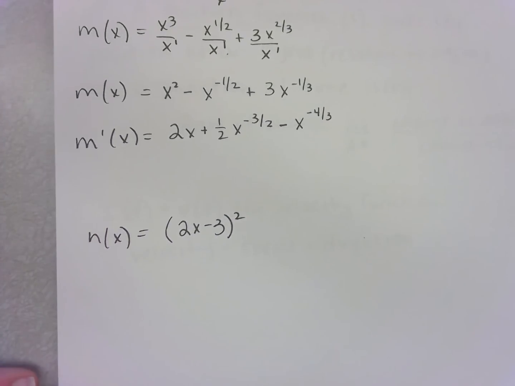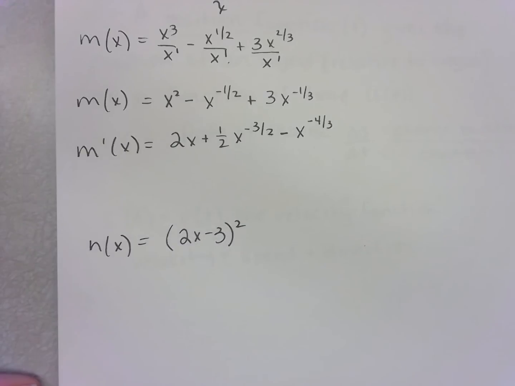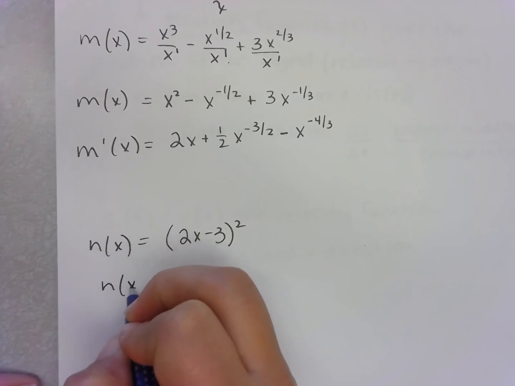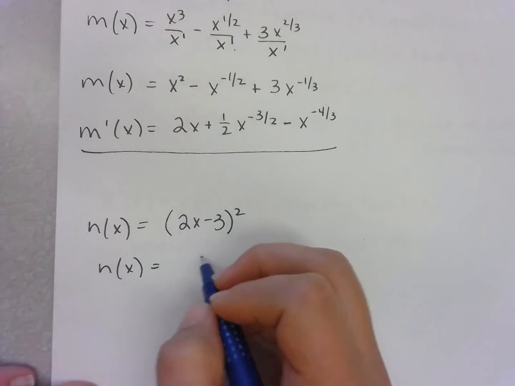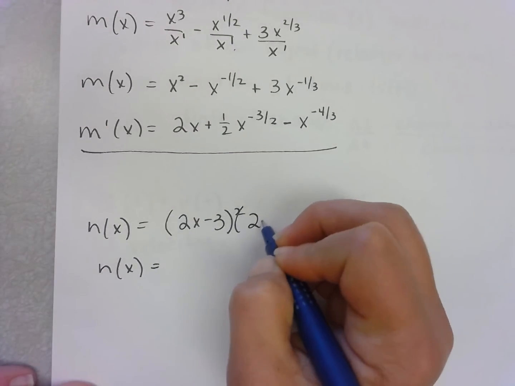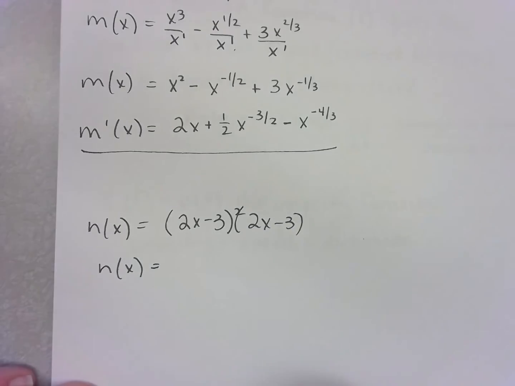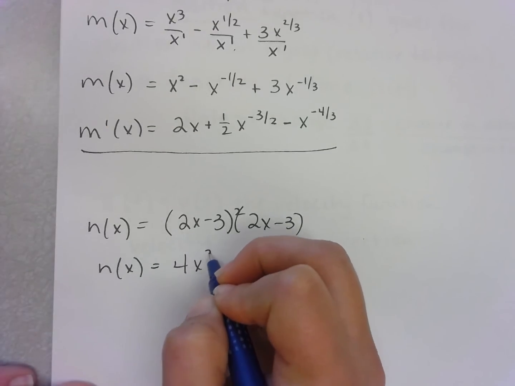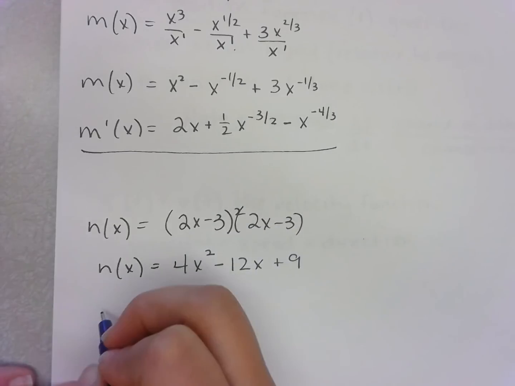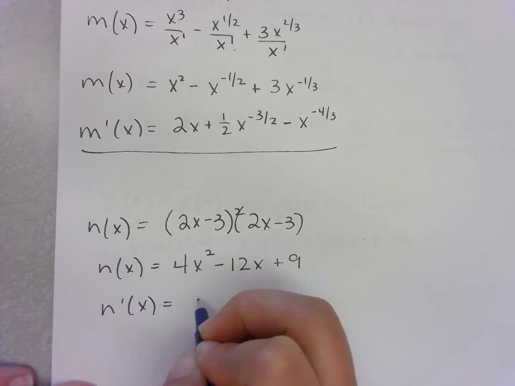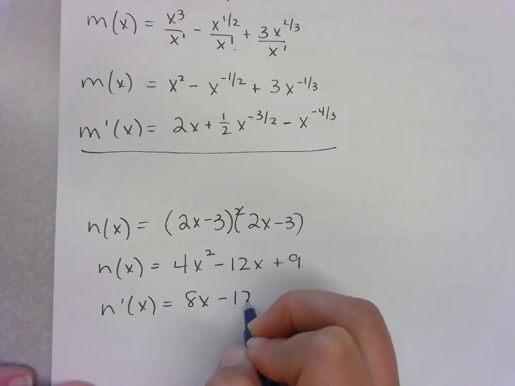And then my last derivative that I wanted to find is n of x. This one has a giant exponent on it, and I don't have any rules for that. So what I'm going to have to do first is some algebra to expand this. So when I expand this, I'm going to rewrite it like this instead. This will be 4x squared minus 12x plus 9. So my n prime of x is equal to 8x minus 12.